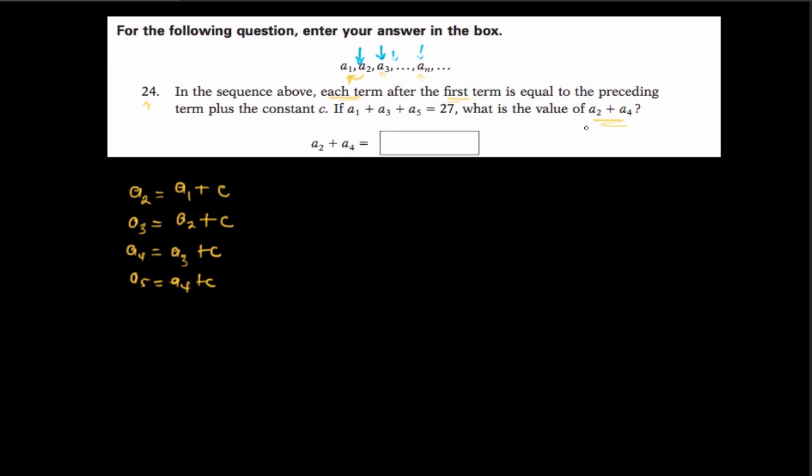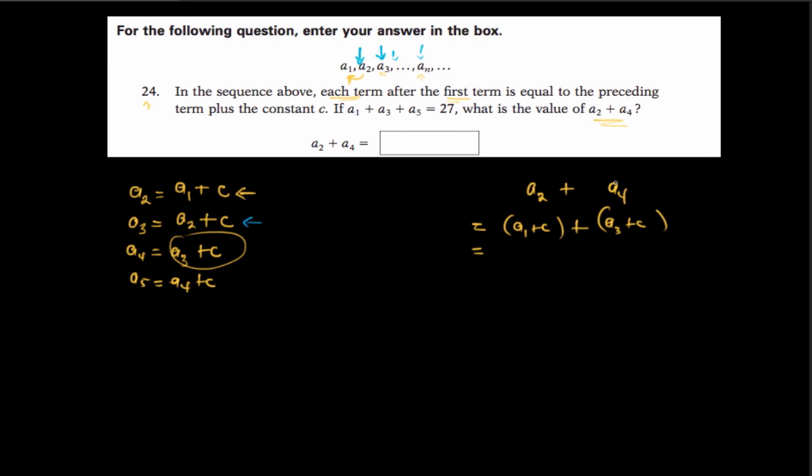So now what we're told to find is A2 plus A4. According to what we have here, A2 equals A1 plus c, so this is A1 plus c, then plus A4. Now A4 here equals A3 plus c, but then I can write A3 plus c in terms of A1. Looking at what we have here, we have A3 equals A2 plus c.